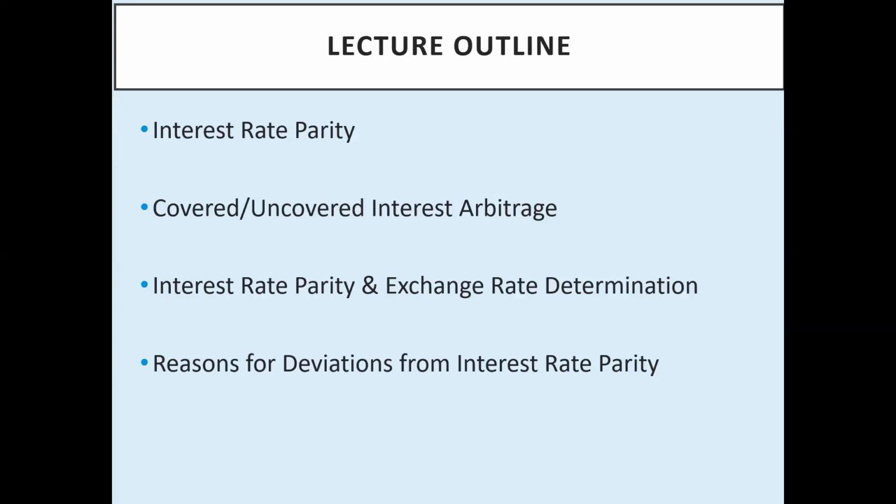So the outline for today is we will first introduce the interest rate parity condition. As we mentioned before, we are linking the interest rate to the foreign exchange rate, okay? So we are going to derive the interest rate parity condition first. And then we are going to use arbitrage to prove that this condition should hold, okay?